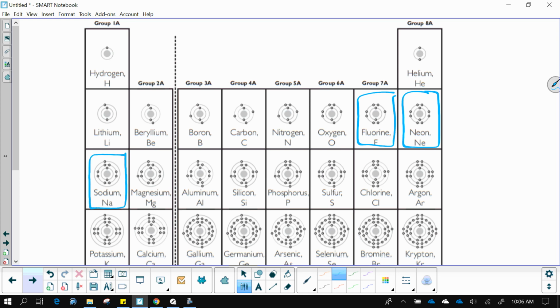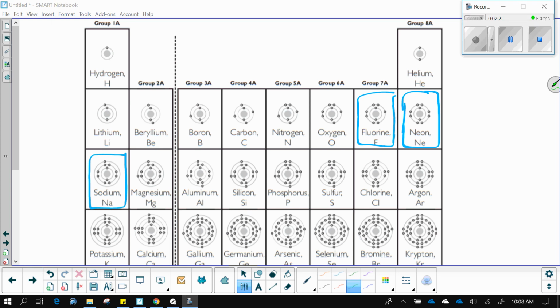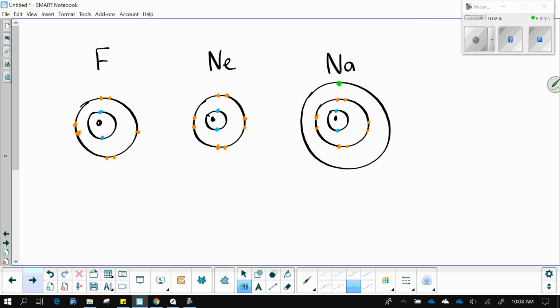Make note of how their electron arrangements compare. When we look at the comparison between fluorine, neon, and sodium, what we notice is fluorine is missing an electron right there, but neon has that electron. And then sodium has one more shell with one electron in it. So from fluorine to neon to sodium, we go from 7 valence electrons to 8 valence electrons to 1 valence electron.